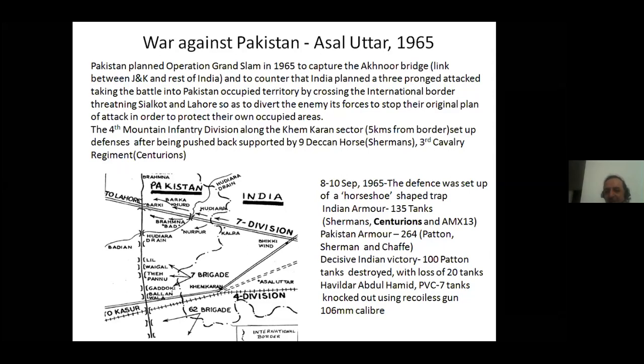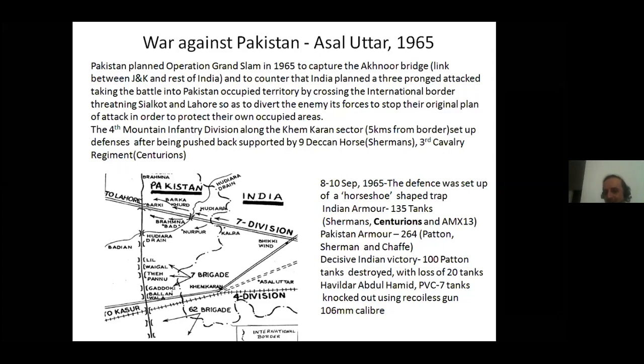And then the defensive sector, using the landscape, is here. A horseshoe kind of defensive position is set up by the Indians here. And the fields with the soggy mud and the sugarcane are utilized very well as a tactic, so Pakistani tanks get immobilized, stuck in that. And this is where, using the strategy, Centurions open fire at the tanks.